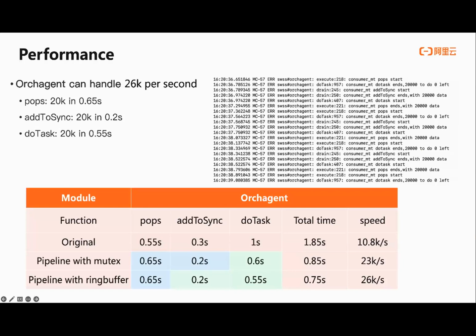And actually pops is slower. It takes 0.65 seconds. So we made some changes. We put add to sync and do task together, removed the mutex buffer, and used a ring buffer here. Also, do task is 10% faster with the ring buffer. And the total time only needs about 0.75 seconds, with a speed of 26K.